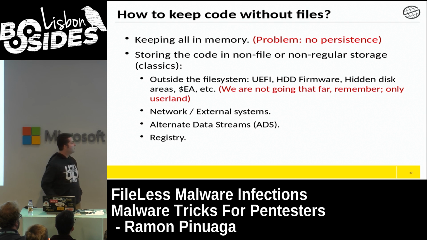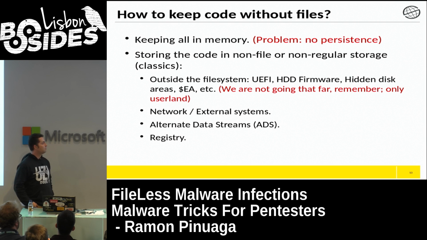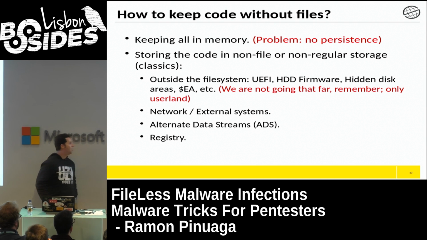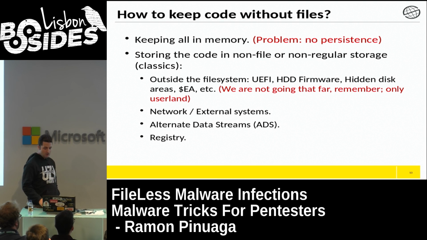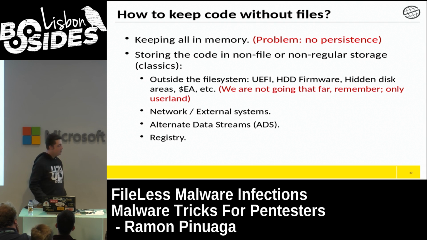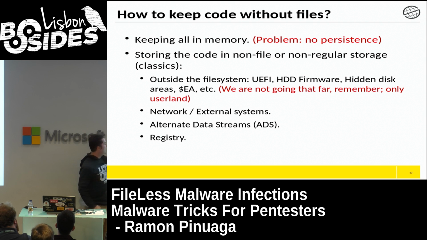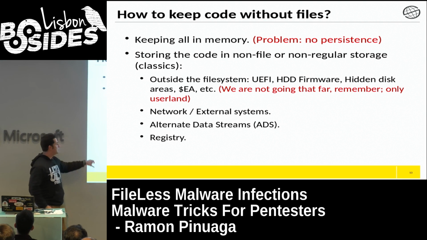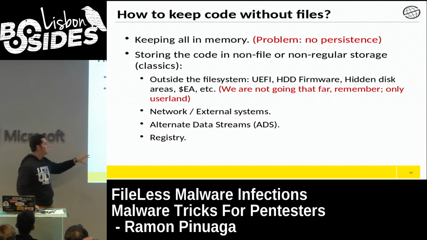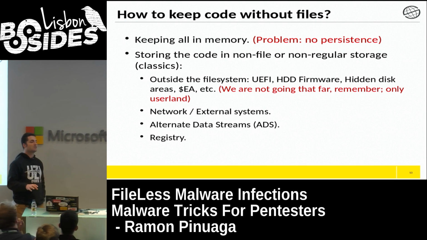What other places can we use for hiding code? For example, we can store code in the cloud, in the network, and make our first stage download this code. It's not a perfect solution because the system can be isolated or can lose the network connection, but we can try to do that. Another place where a lot of malware tries to hide, a traditional place for hiding, is in the metadata of the file system.